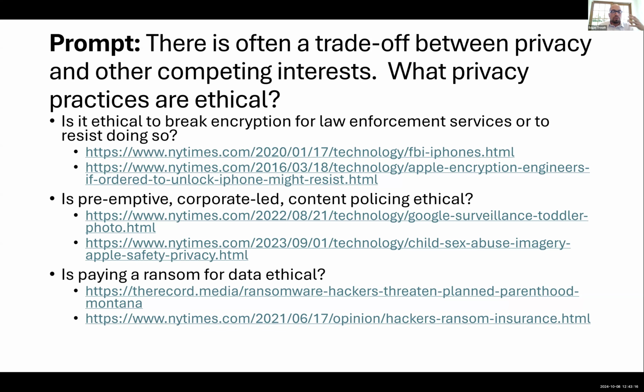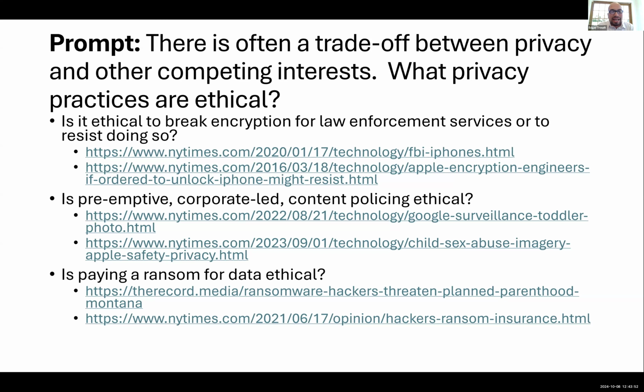So for example, when you upload stuff to your cloud account, the company who runs the cloud account might be scanning that content to see if there's anything that they consider nefarious in there. And there was a recent issue where someone had snapped a picture of their child, hoping to send that picture to a doctor for a medical diagnosis, but the cloud providers flagged it as child pornography, and there was an entire issue that ensued from that interaction. So is that ethical? Is it ethical for us to be doing preemptive content policing?